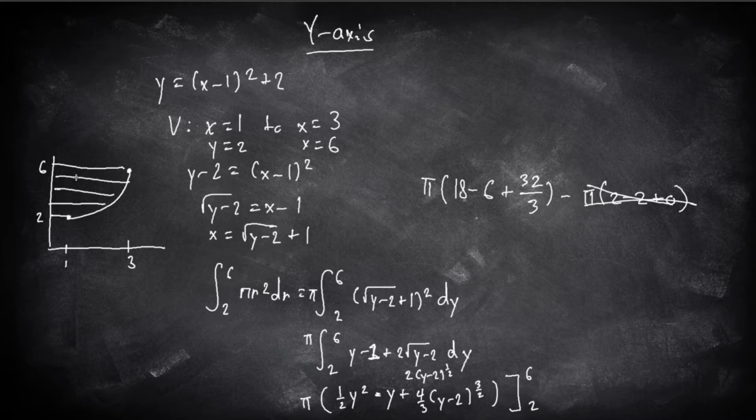Now 18 minus 6 is 12. 12 times 3 is 36, so that's 36 over 3, plus 32 over 3 is 68 over 3. And we scale by our pi. And that is the volume of a curve revolved around the y.